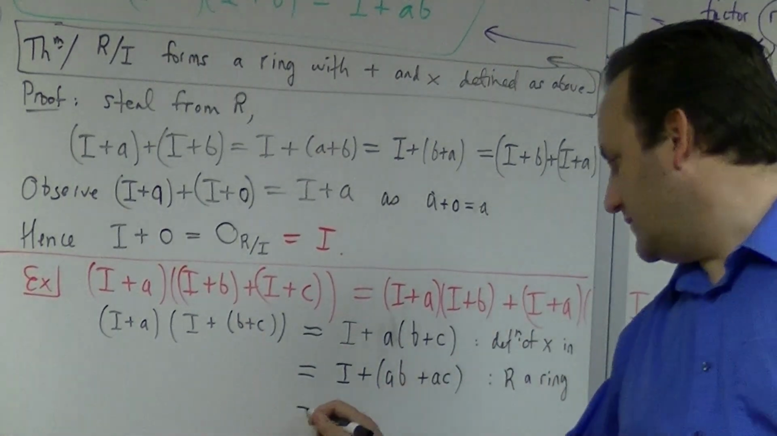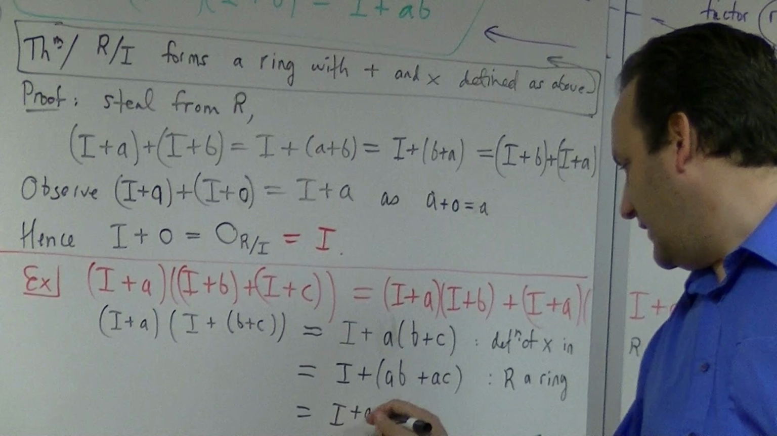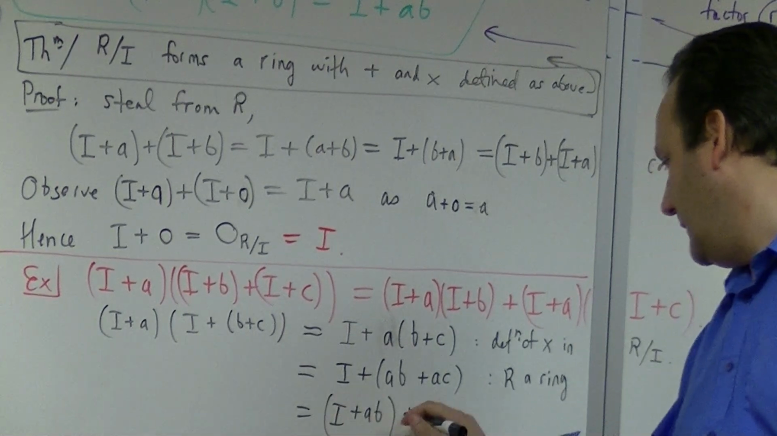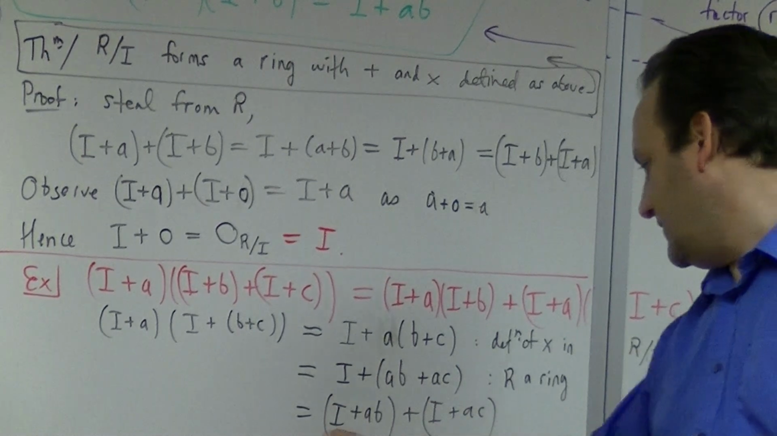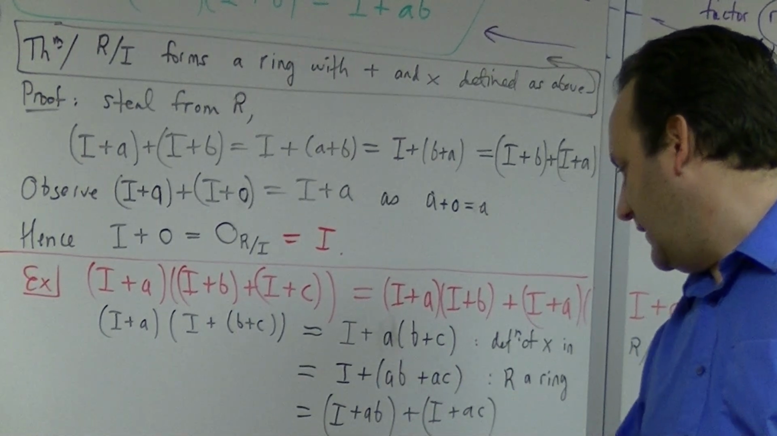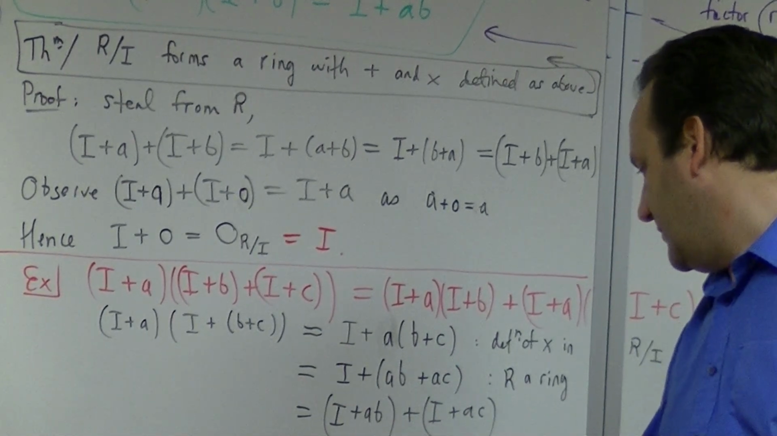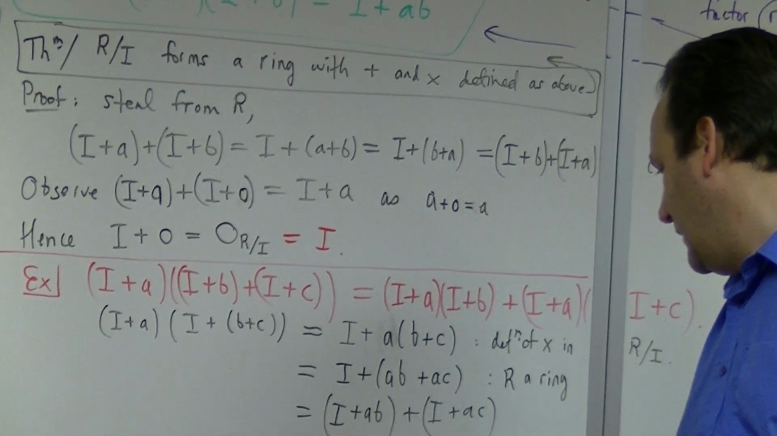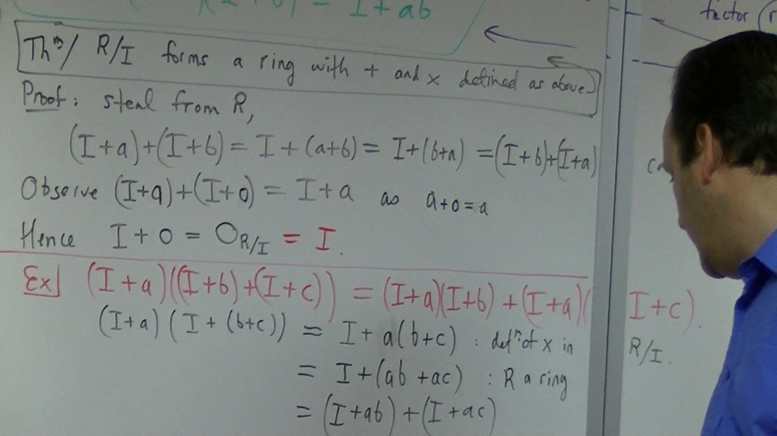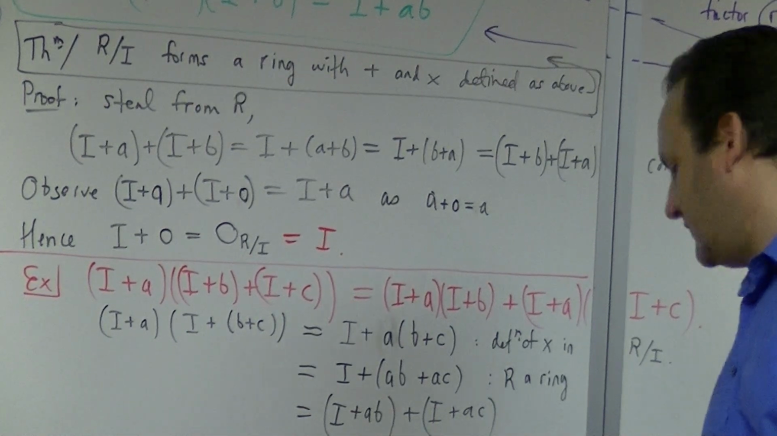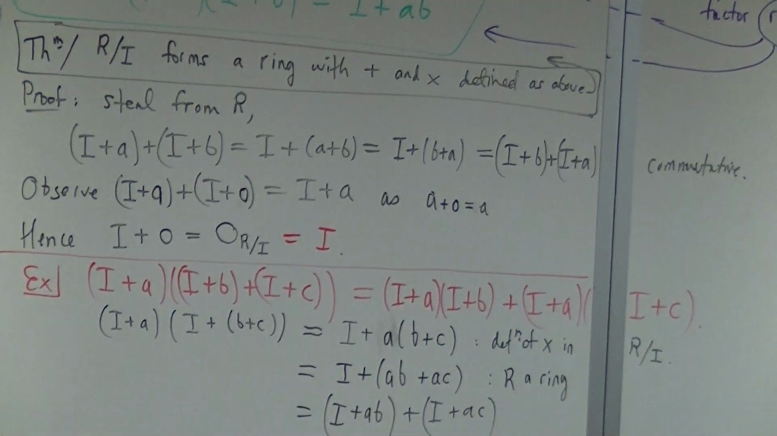So this is equal to I plus AB plus I plus AC, which is then equal to I plus A times I plus B plus I plus A times I plus C. I see I've written it anyway. So there you go. There's the distributive property in more detail.